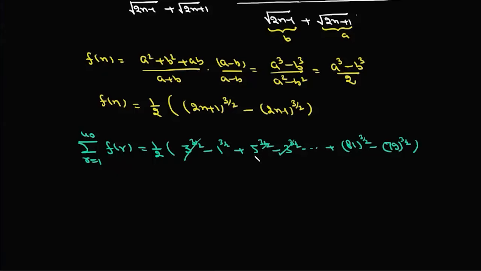Now these successive terms, they'll cancel. So we'll get this summation as 1 by 2. Now this is 81 to the power 3 by 2. Now this is 9 square, so it will be 9 cube. 9 cube is 729. So it will be 729 minus 1, so it will be 728 divided by 2, and it will be 364.